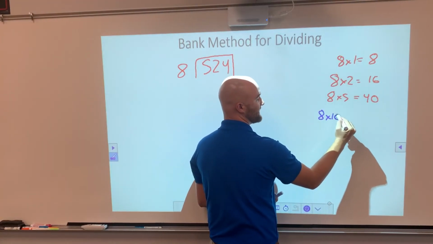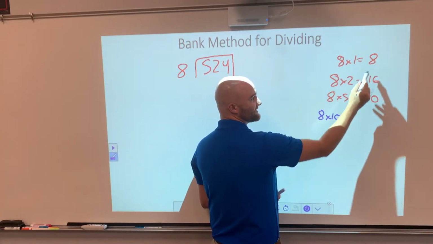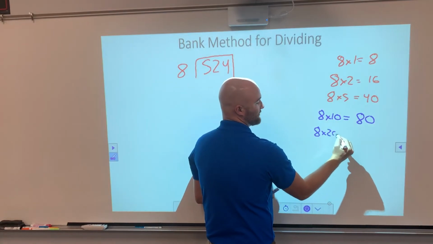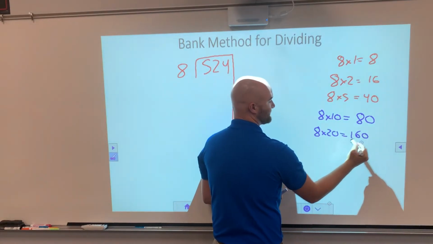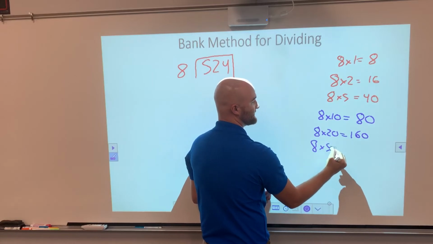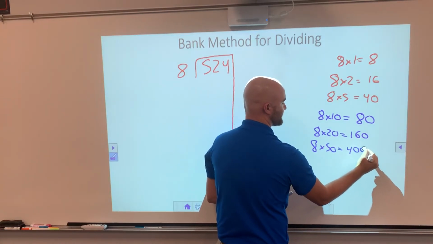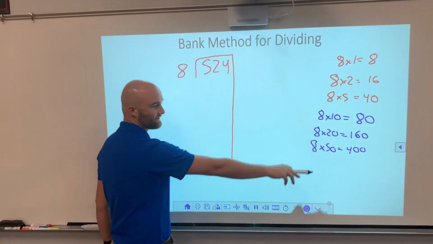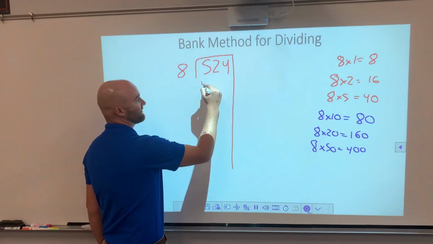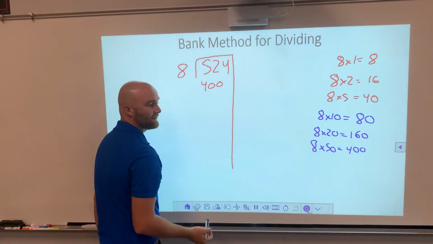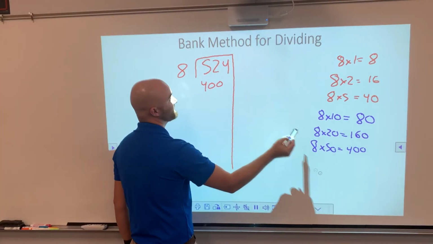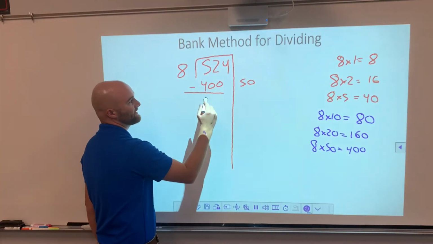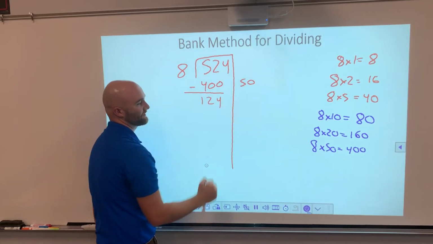8 times 10, which is just 1's answer with an extra 0, is 80. 8 times 20 is 160. 8 times 50 is 400. So now I have to see what's the biggest thing I can fit in there. The biggest thing I can fit is the 400. So I'm going to write 400. And that was got by doing 8 times 50. So I'm going to write 50 here. I'm going to do my subtraction, and I end up with 124.